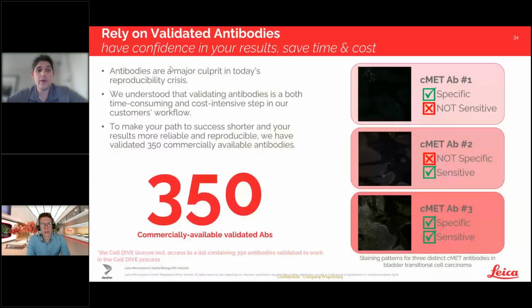As you probably know, antibodies are a major point of failure in these types of immunohistochemistry experiments. They're a major culprit in the reproducibility crisis. And validating antibodies for any sort of staining protocol is time consuming and can be cost intensive. So to make this process as short as possible, with CellDive, we include a list of already validated antibodies, more than 350, that are ready to be used with the process to get biomarker panels built up quickly and experiments rolling as fast as possible.